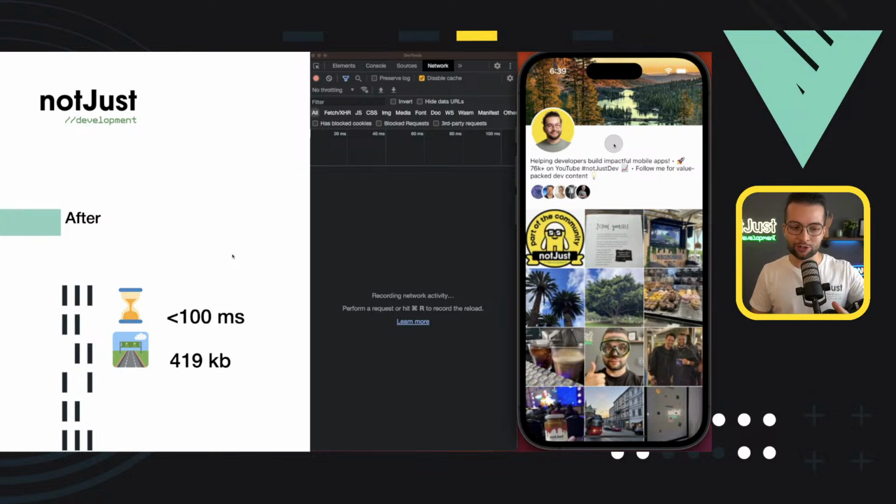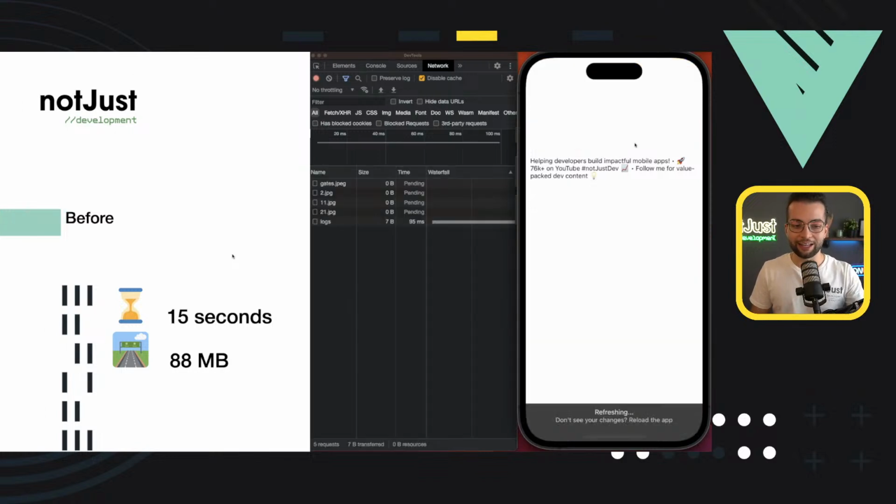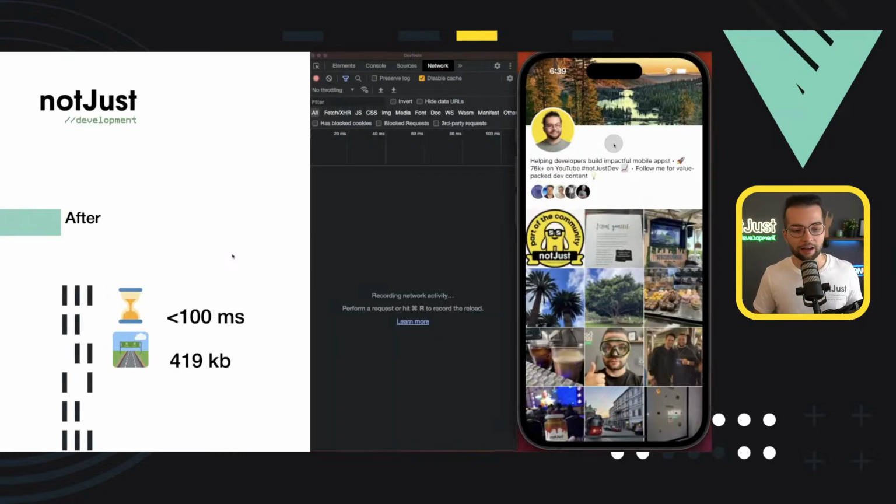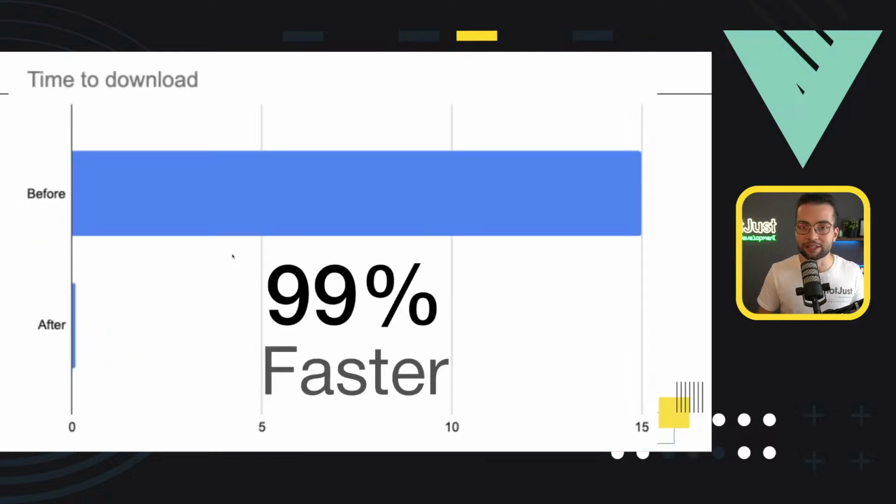So real quick to show you before, it was 15 seconds and 88 megabytes. That's actually 99% faster. And I think it's probably 1000 times faster to load the images and less data being loaded on the end user device. So that's the solution that we're going to build today.